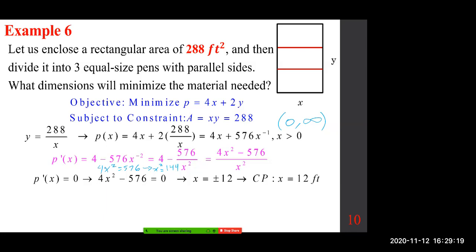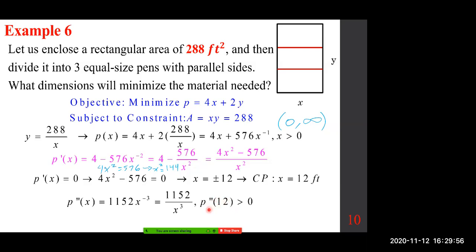The next one is the first or the second derivative test. And I hope you see why the second derivative test is easier, because P double prime is, this goes to 0, minus 576 times minus 2 gives us 1152x to the power of negative 3. Now, 1152x to the power of negative 3 is 1152 over x cubed. If I replace the x with 12, I have positive over positive, which is positive. So I don't even have to evaluate it.